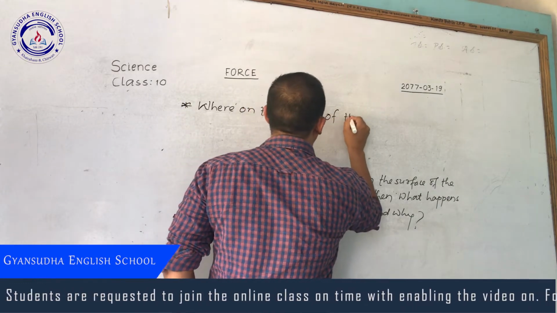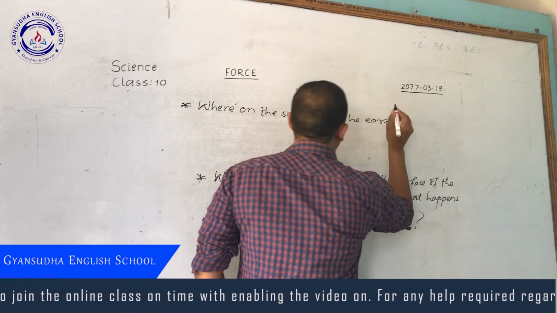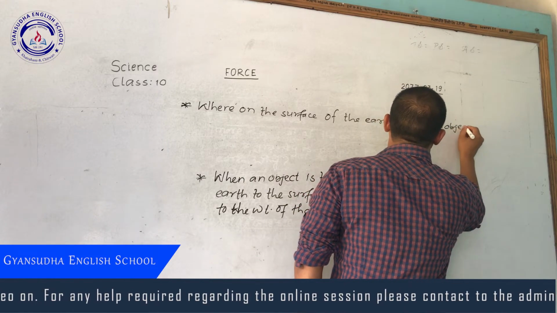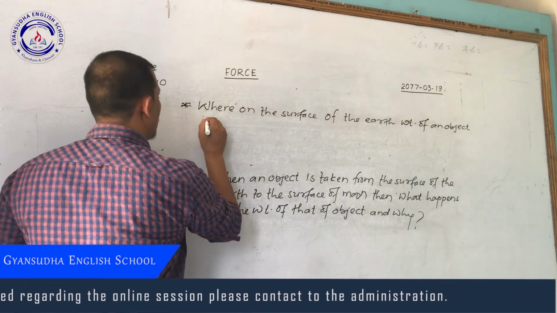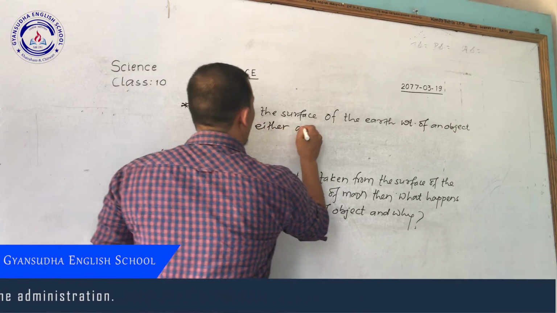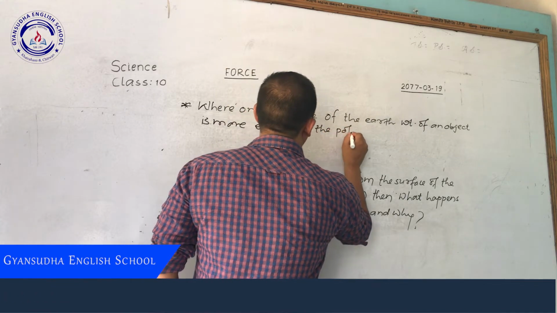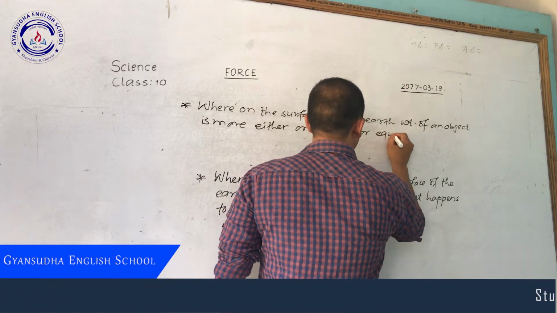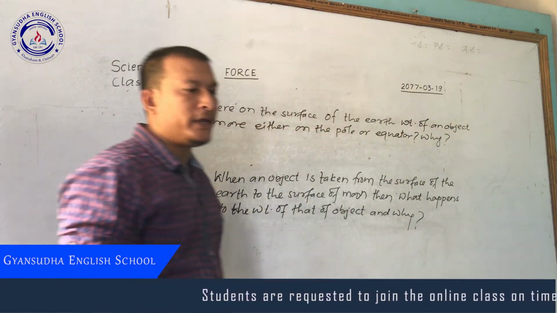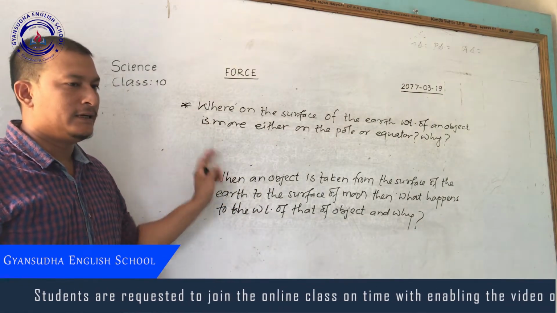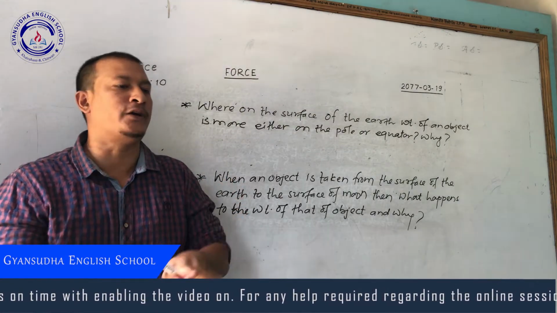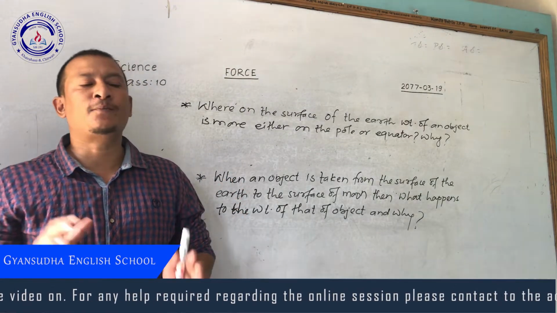Where on the surface of the earth is the weight of an object more, either on the pole or equator? Why? I am going to provide the answer for this. You know that where on the surface of the earth means you have to remember that is either pole or equator. Do you understand? Either pole or equator.